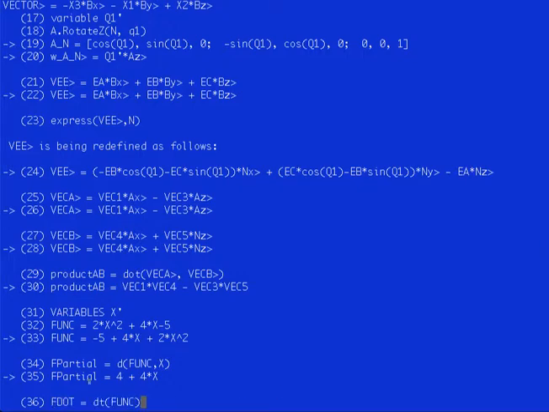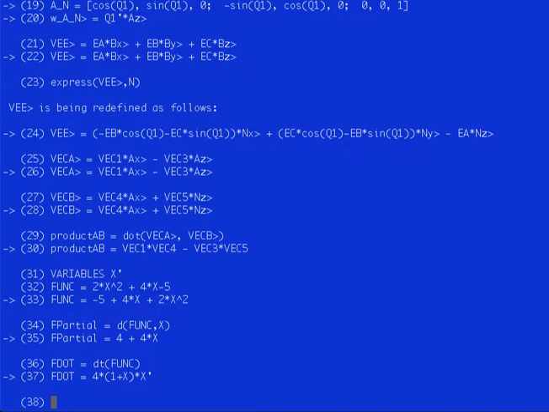I can also ask for the total derivative. So d is the partial derivative. So dt is the total derivative of that function with respect to time. And so now I'm going to have these x dots in the answer. I expect to have x dots in the answer. And indeed it is 4 times 1 plus x times x dot. Okay, so that's partial derivative and total derivatives of scalar functions.